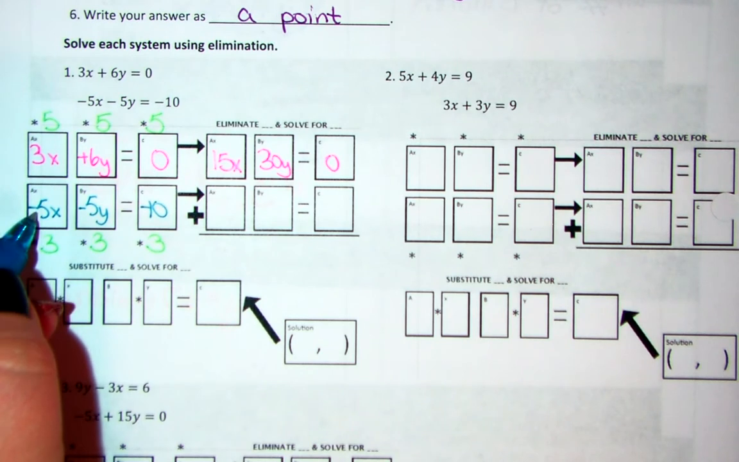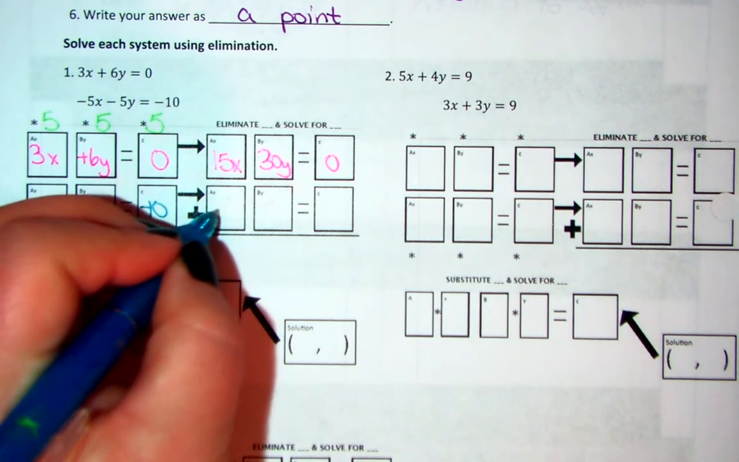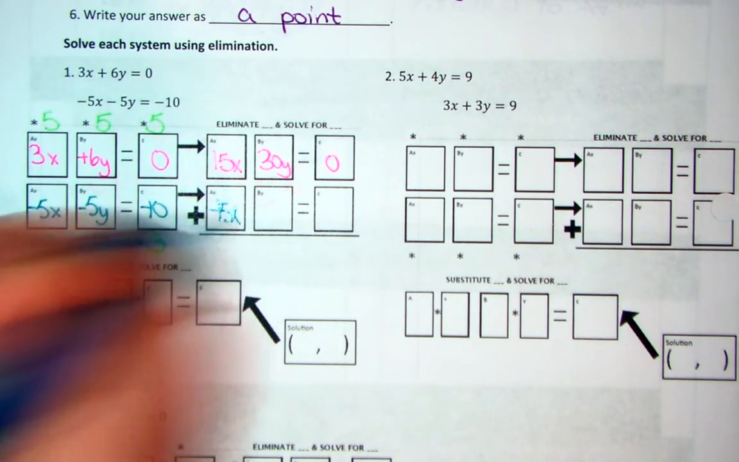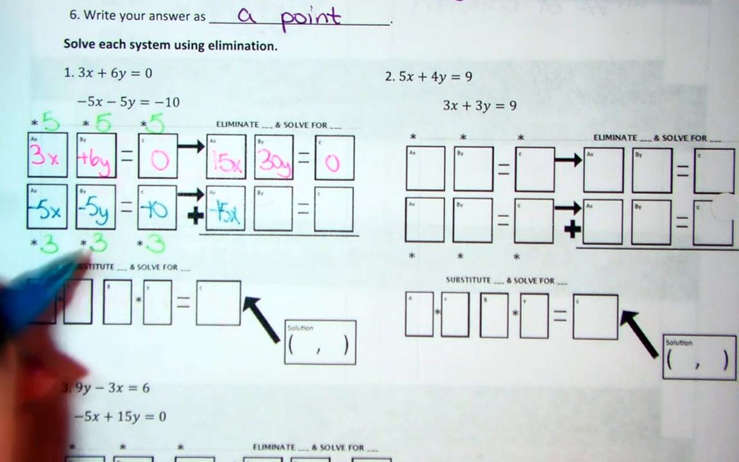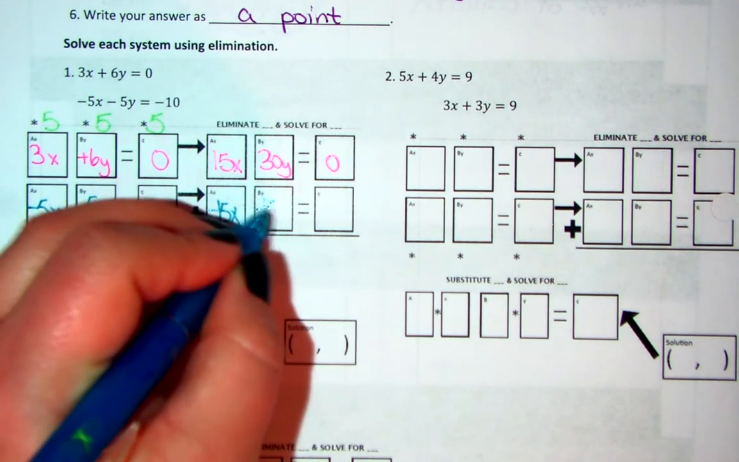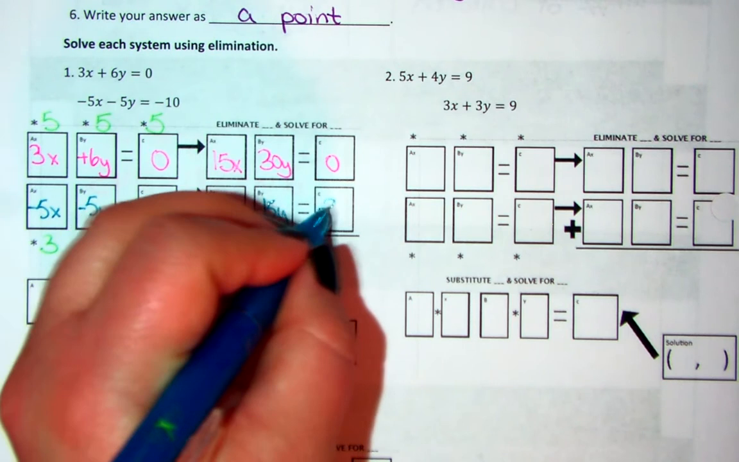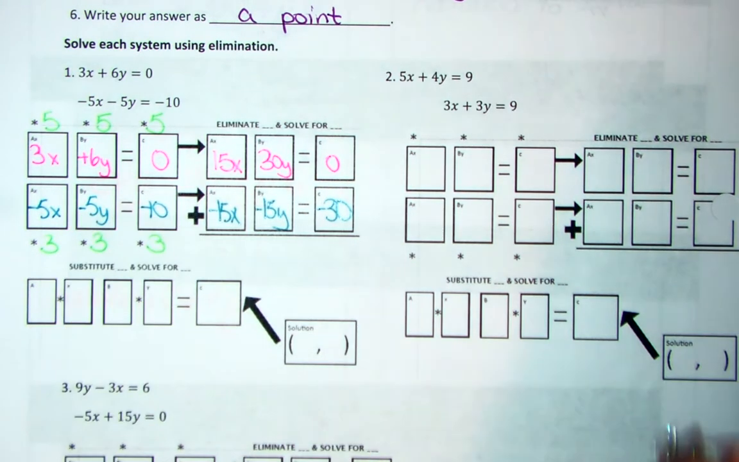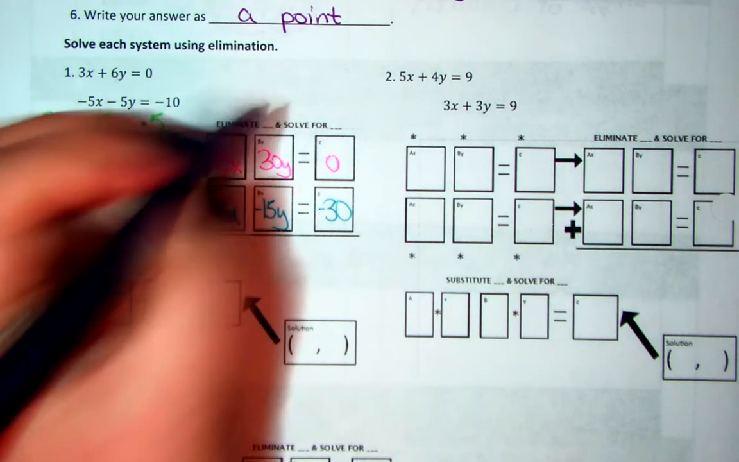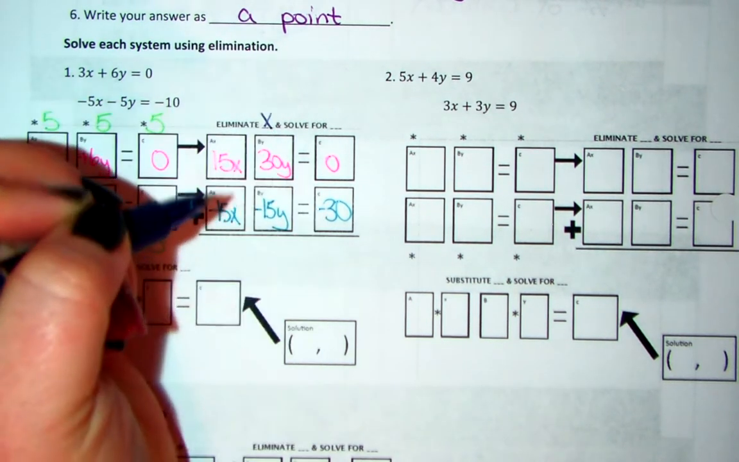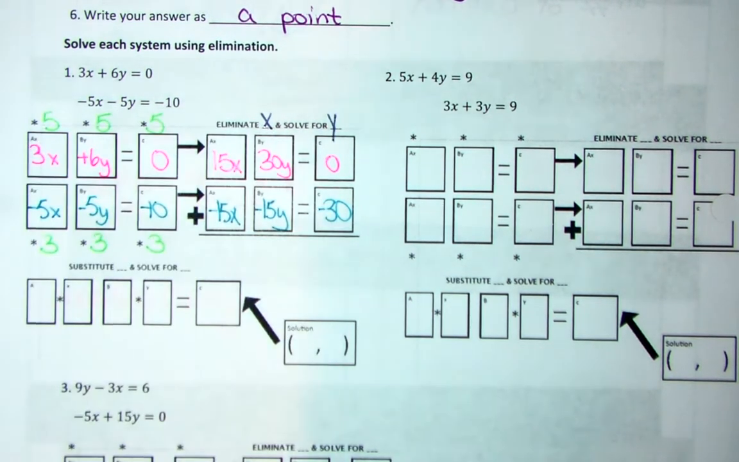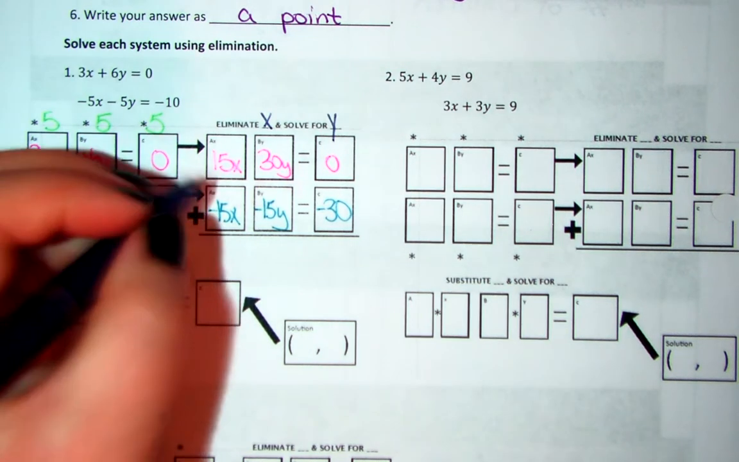And on the bottom, negative 5x times 3 gives me negative 15x. Negative 5y times 3 gives me negative 15y. And negative 10 times 3 gives me negative 30. Now the whole goal there was for me to be able to cancel out or eliminate my x's, which leaves me to solve for y.